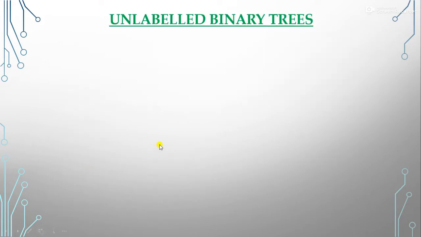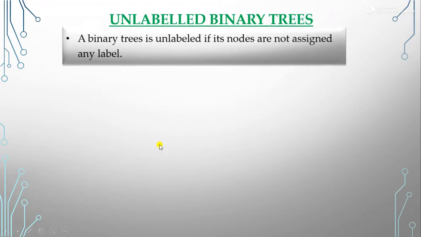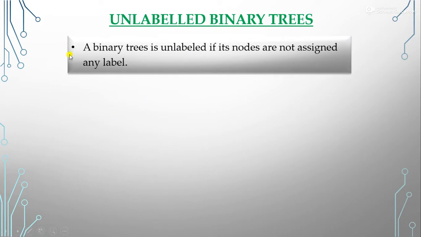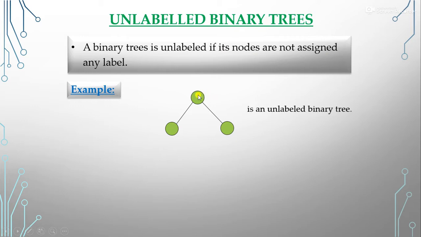Now come to unlabeled binary trees. What are unlabeled binary trees? A binary tree is unlabeled if its nodes are not assigned any label. Here we have three nodes in this graph, and no node has a label, meaning no name like A, B, C or X, Y, Z. No labels are here. So this is an unlabeled binary tree.